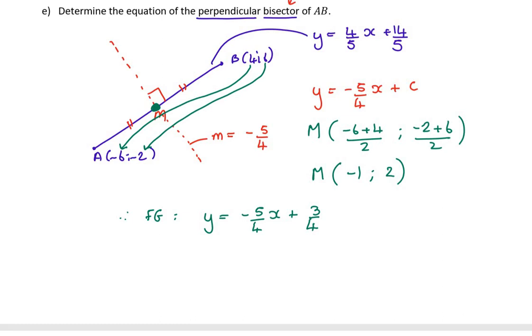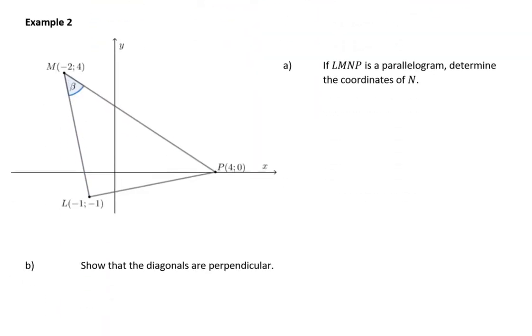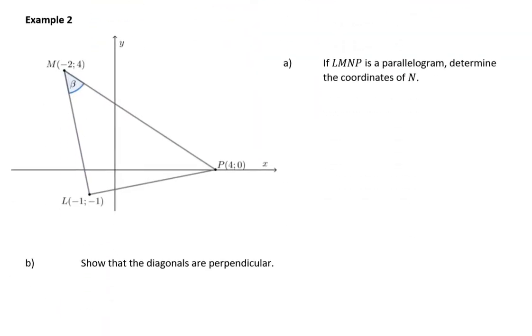Right, now that's the end of example 1. Good revision of midpoint, distance, gradients, perpendicular lines. Hopefully we're feeling a little bit less rusty. Let's look at example 2.